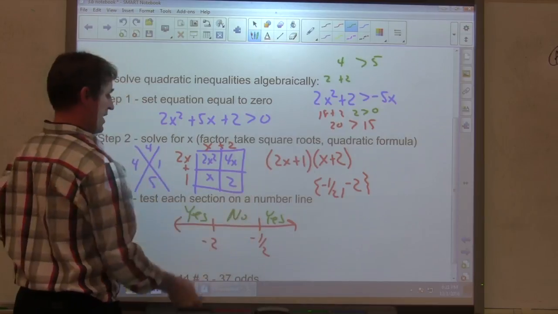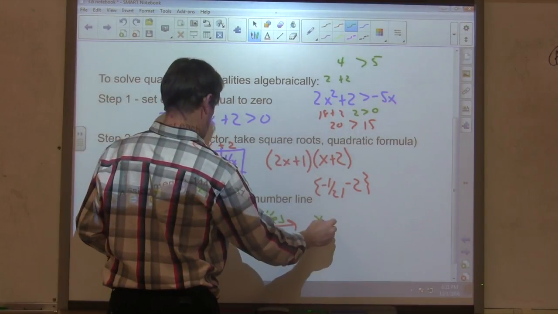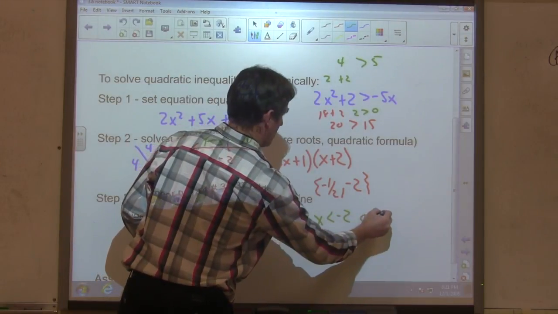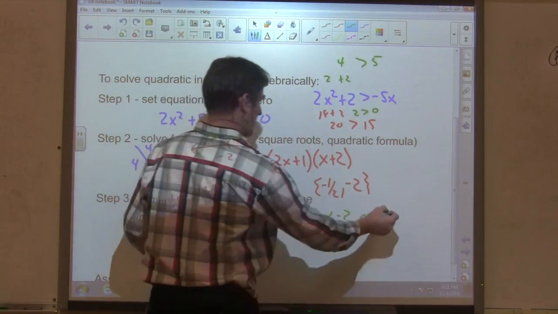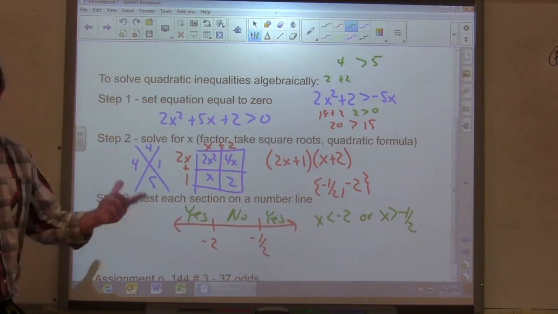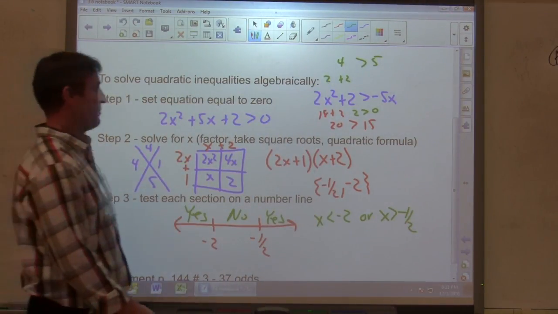So again, it's the outsides. So x is less than negative 2, or x is greater than negative 1/2. So hopefully that's enough examples to square it up for you and make sure you're okay.